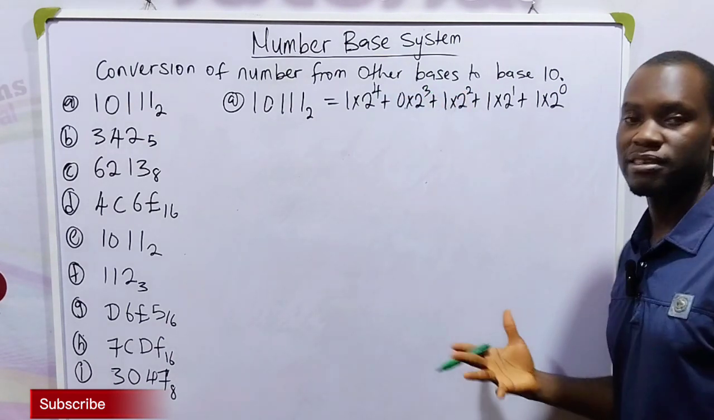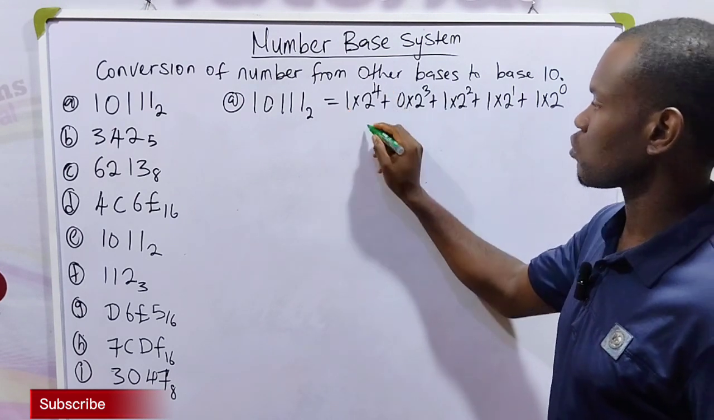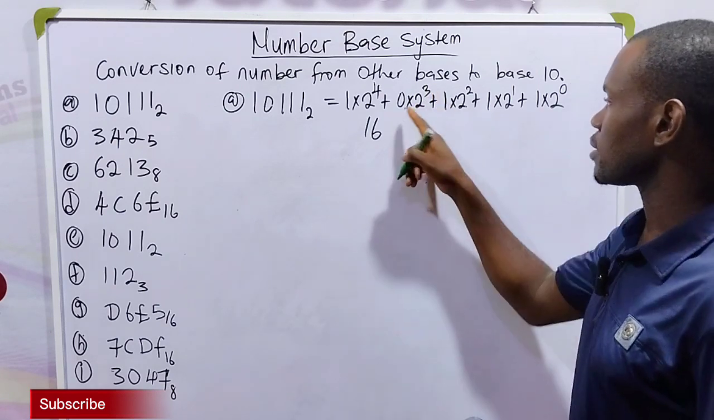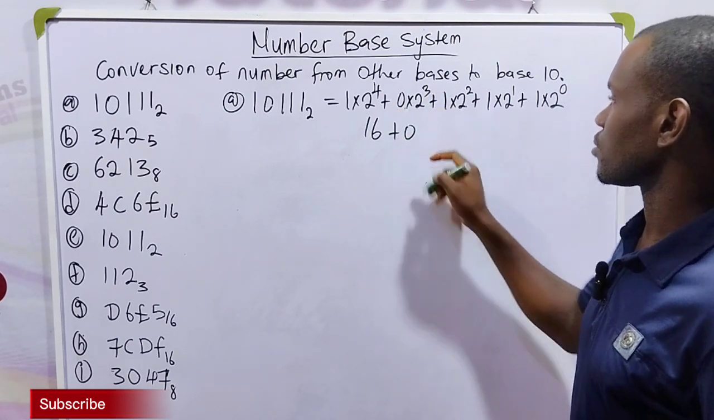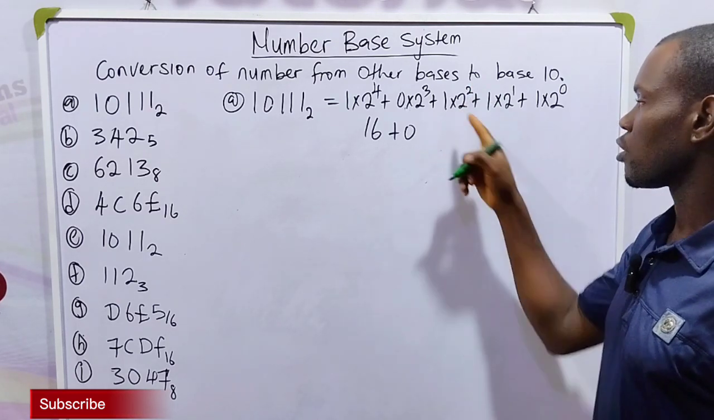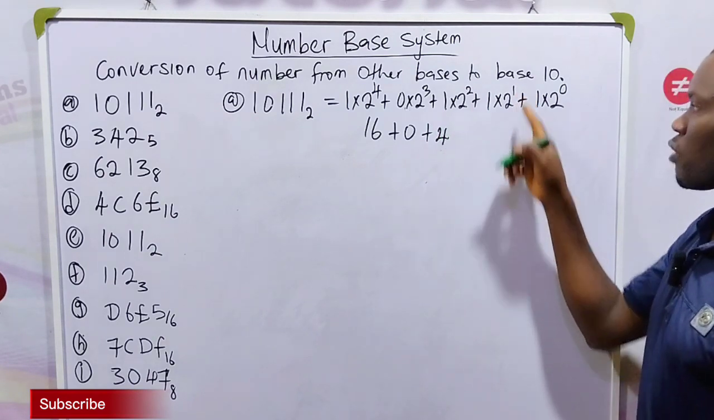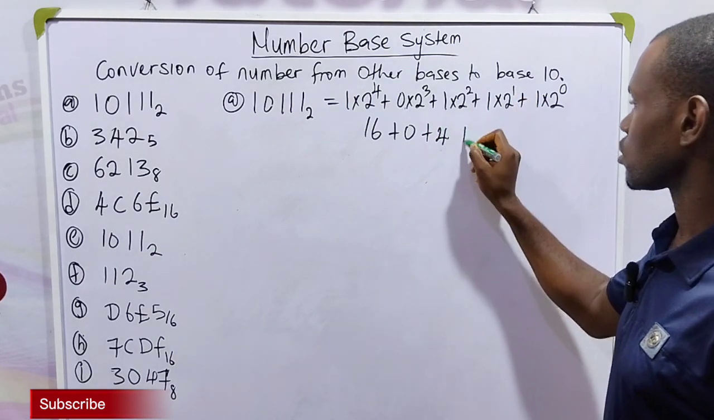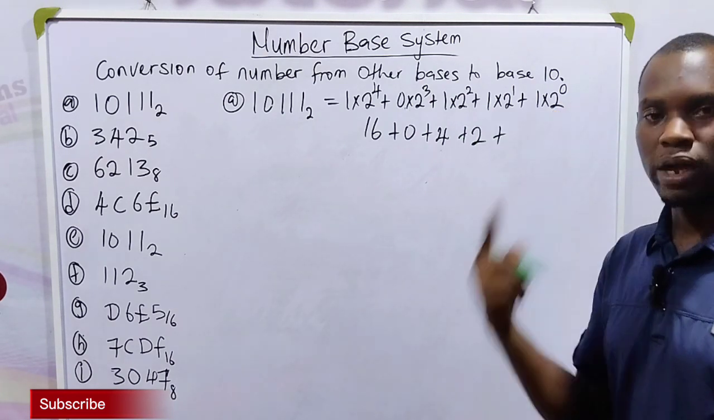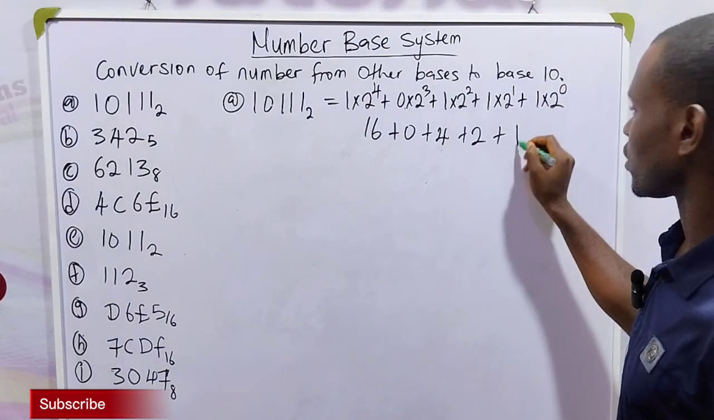Having assigned indices, let us expand. 2 raised to the power 4 is 16. 16 times 1 is 16. 2 raised to the power 3 is 8. 8 times 0 is 0. 2 raised to the power 2 is 4. 4 times 1, we have 4. 2 raised to the power 1 is 2. 2 times 1 is 2. 2 raised to the power 0 is 1. Any number to the power of 0 is 1. So 1 times 1, we have 1.